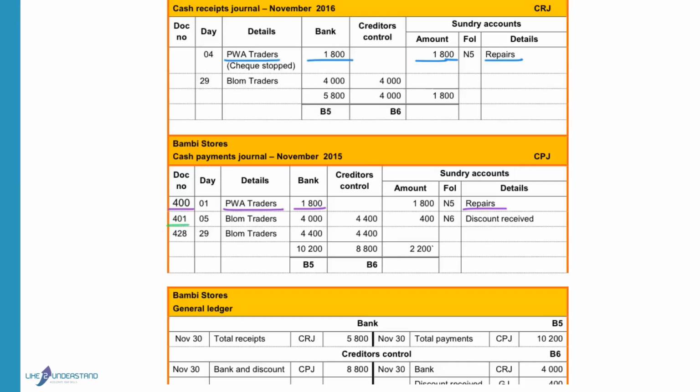Cheque number 401 was issued to Blom Traders. The amount on the cheque is 4,000. The discount received is 400, so we will reduce the creditors with the amount paid and the discount received.